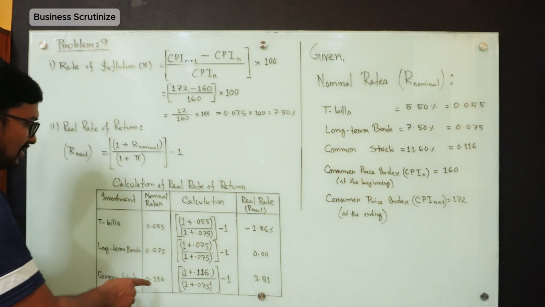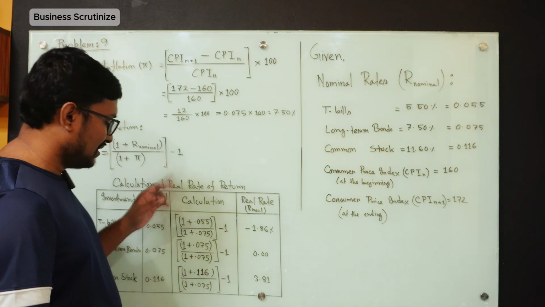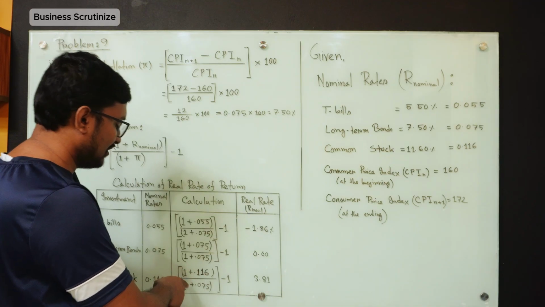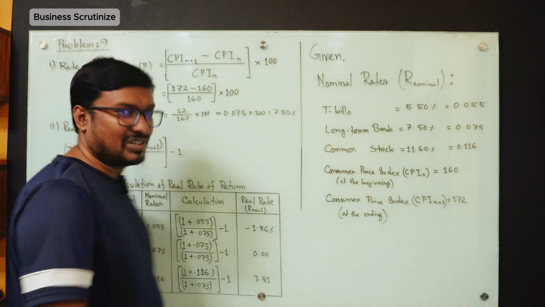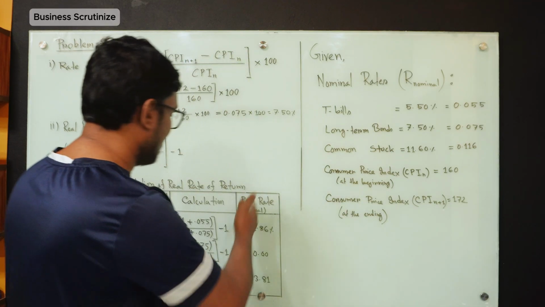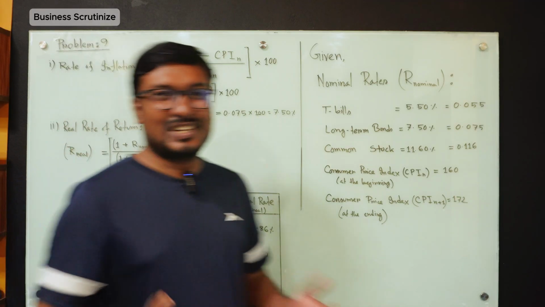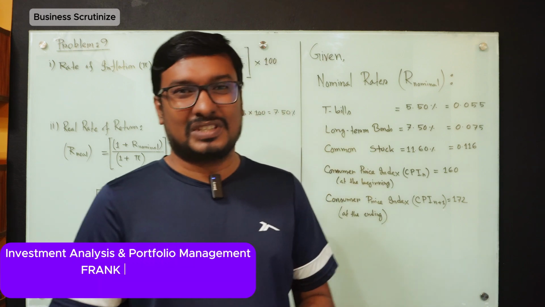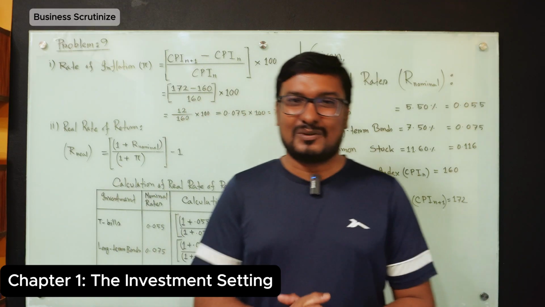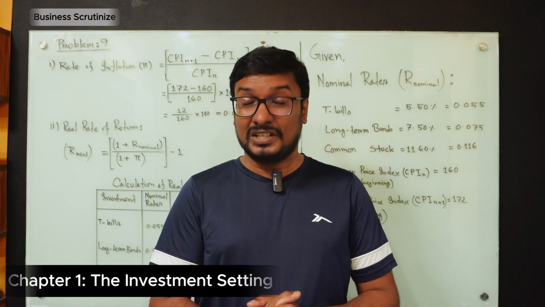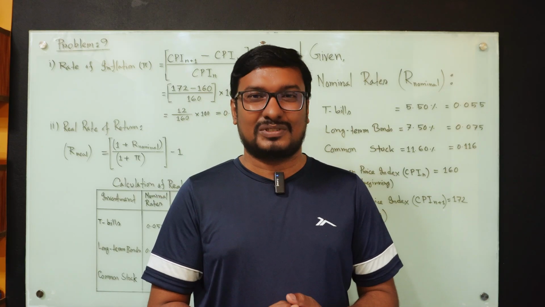And finally, for common stock, the nominal rate we have is 0.116, and now we input into the equation 1 plus 0.116 divided by 1 plus the inflation rate 0.075, minus 1, and we will have 3.8%. So these percentages are the real rates of the respective investments. In this way you can compute the real rate of return as well as the rate of inflation. Hopefully you have come to understand how to solve this problem, and I believe that if you are given this kind of problem in your exam in the near future, you will be able to solve it.